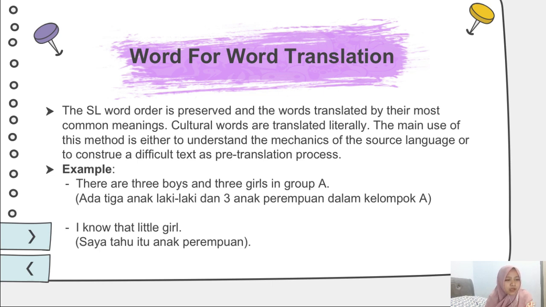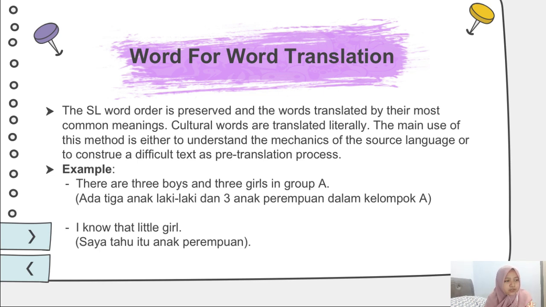For example, number one: there are 3 boys and 3 girls in group A. The Indonesian meaning is ada 3 anak laki-laki dan 3 anak perempuan dalam kelompok A. Here, in the explanation of example 1, the word order of the source sentence and target sentence is similar. So the word for word method can be applied.